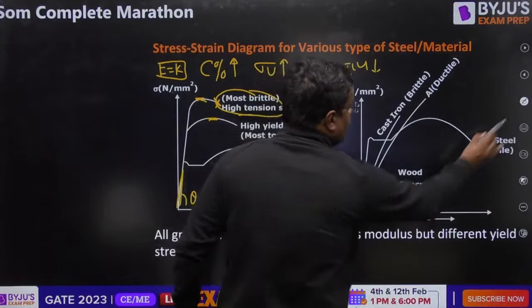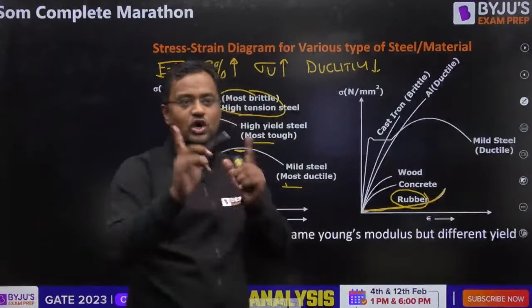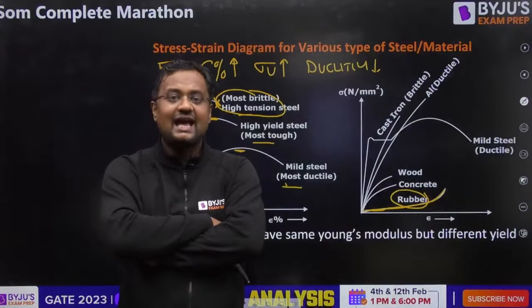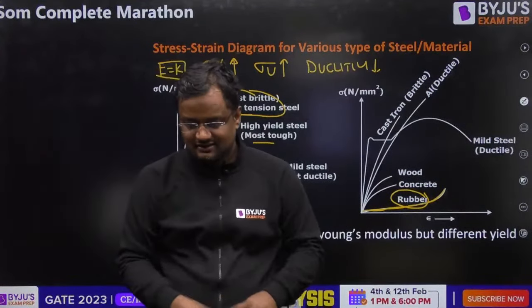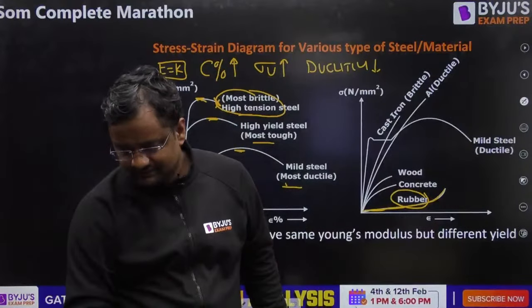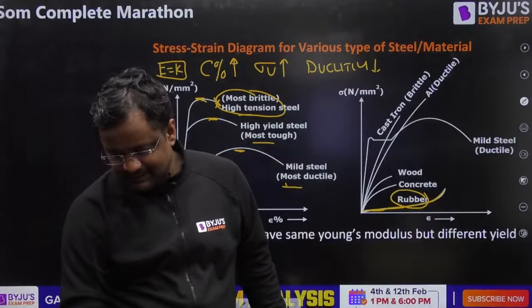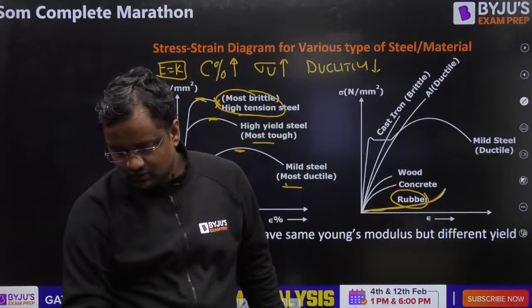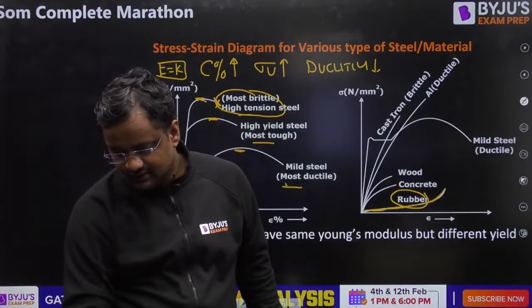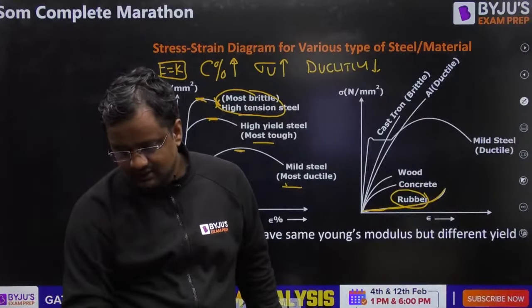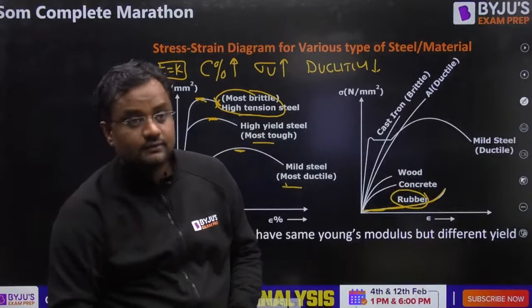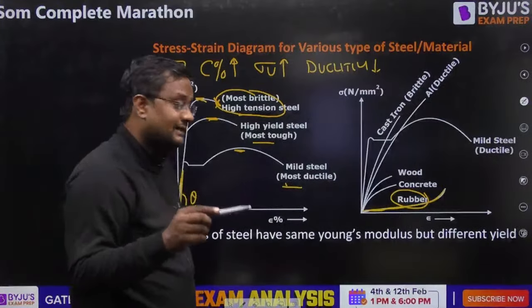Rubber is ductile or brittle? Please let me know in the comment section. Rubber ductile hai ya brittle hai? Everyone, please let me know. Rubber is ductile or brittle? Brittle. Rubber is brittle.